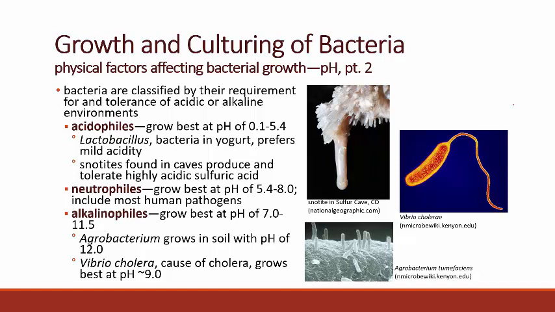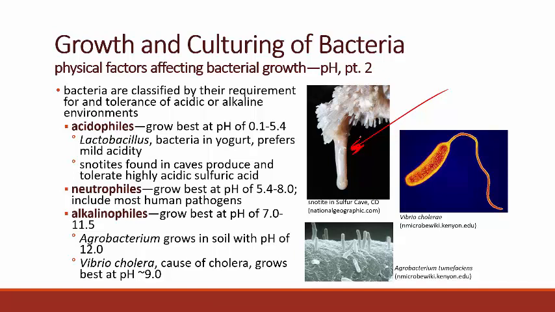And then there are these structures that are found in caves that grow in really acidic environments called snottites. These snottites are cultures of bacteria that are growing in very, very acidic sulfuric acid. So lactobacillus prefers a little bit of acidity, but not really extreme. The bacteria that make these snottites, these really slimy kind of stalagmites in caves, grow on very, very acidic media.